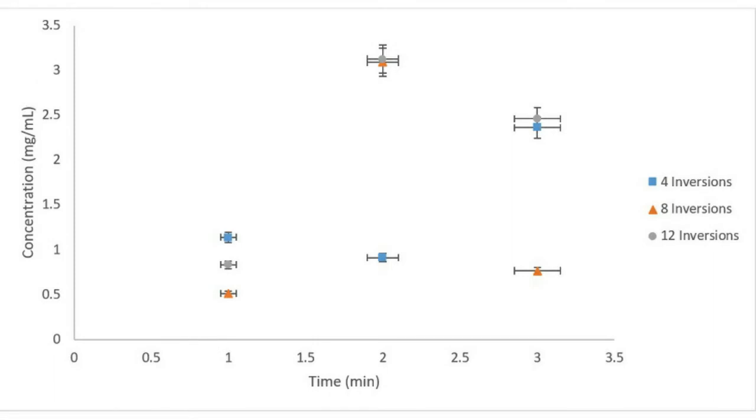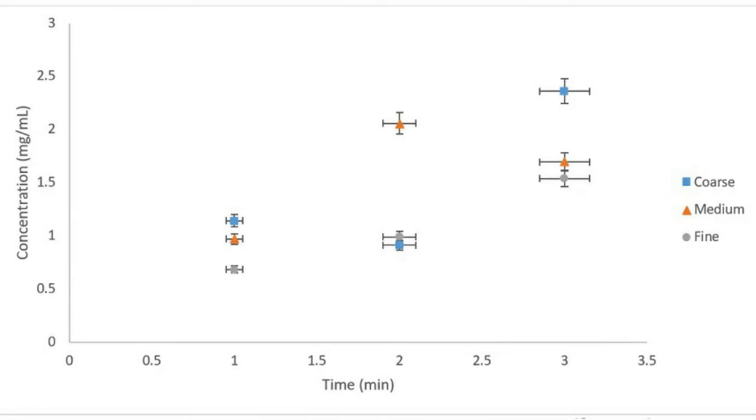In this figure, we show the effect of the number of separatory funnel inversions on concentration over time. Again, there is a general increase in concentration as time progresses. Now, with the 4, 8, and 12 inversions, we don't really see a trend here for the effect on amount of caffeine collected. It was predicted more inversions would result in a higher concentration, as the DCM would be allowed to contact the caffeine much more, but that was not seen.